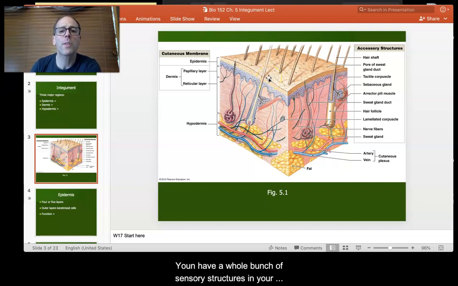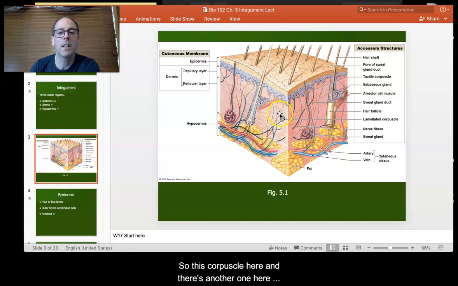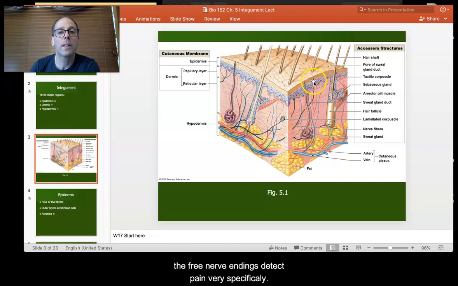You have a whole bunch of sensory structures in your skin. So you have this structure right here. This is called the corpuscle. You also have these things up here called free nerve endings. Those things detect touch and pain. So this corpuscle here, and there's another one here that's closer to the surface of the skin, those detect things like pressure and touch. And then the free nerve endings detect pain very specifically.